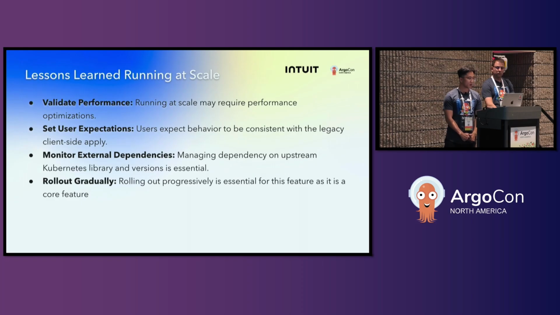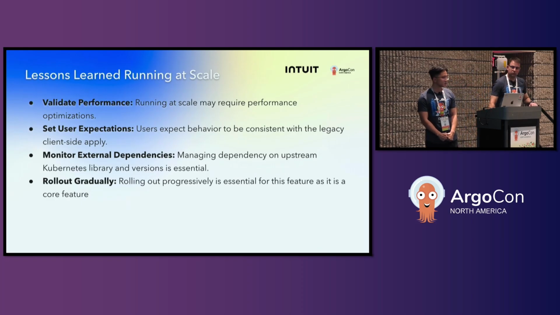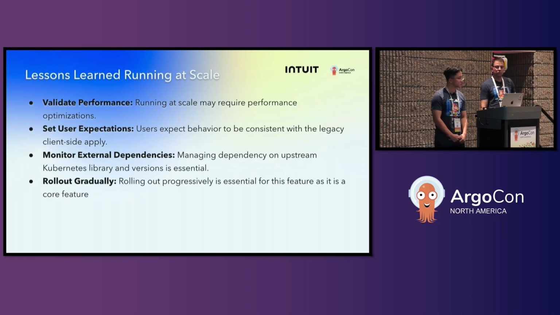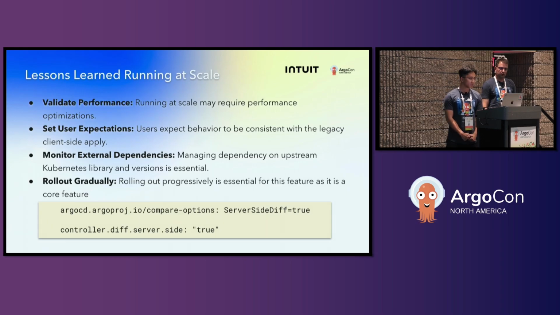And also to roll out gradually, as this diffing is such a core feature of Argo, it's important to roll out progressively instead of all at once to make sure we find any edge cases and get users used to the new functionality. And I have here just the two options on how to enable it. The first one is the annotation we would add to the application, and the second one is enabling it controller-wide in the config map.